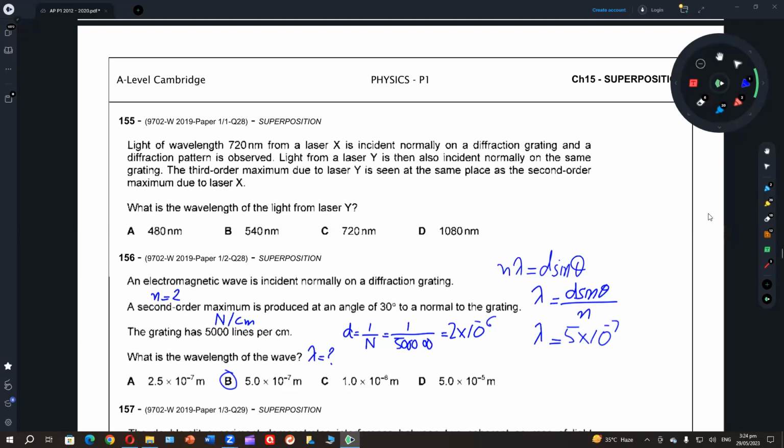So it means for X, n is equal to 2, and for Y, n is equal to 3. They are saying same place, and same place means same angle. Otherwise, they won't meet at a common point. So that means theta is the same. So let's devise the ratio formula here as our practice.